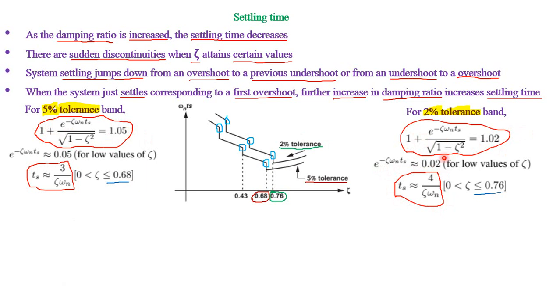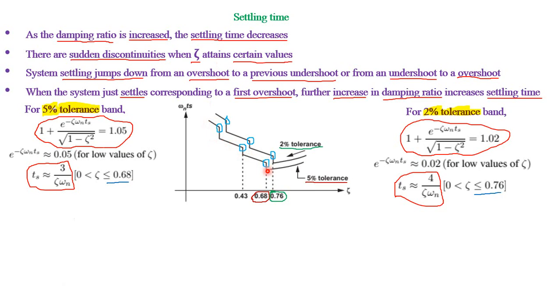So here, what we have to understand is, when the damping ratio is increased, for example in the 5% tolerance band, when it goes from one damping ratio to another damping ratio, there will be a discontinuity at some values. That is what I have said here. Thereafter, when the damping ratio is increased, it will decrease. Then again, there is a sudden decrease.